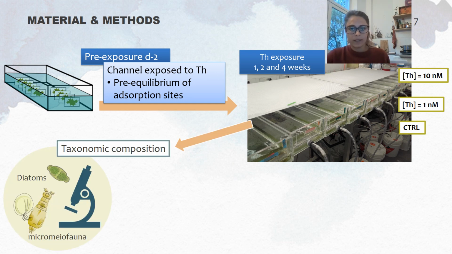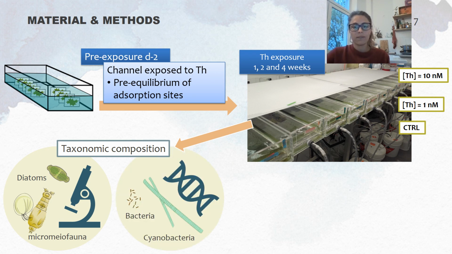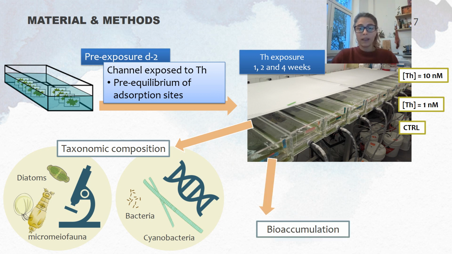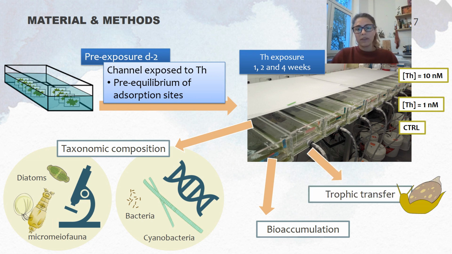After that, we determined the taxonomic composition of diatoms and micromeiofauna by microscopic analysis. And for the bacteria, we used the 16S rRNA gene analysis. We also measured thorium bioaccumulated by the biofilm, and we kept some slides of biofilm to realize a trophic transfer experiment, which I will present to you later.